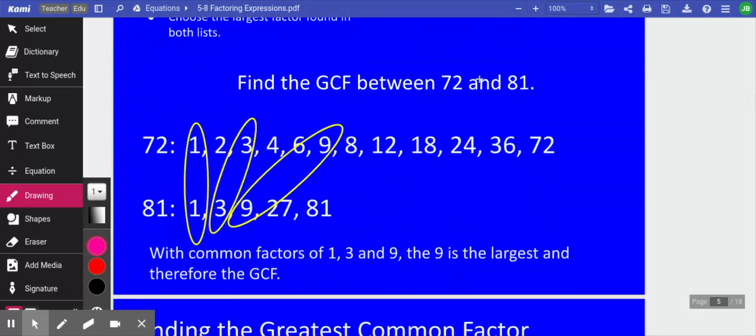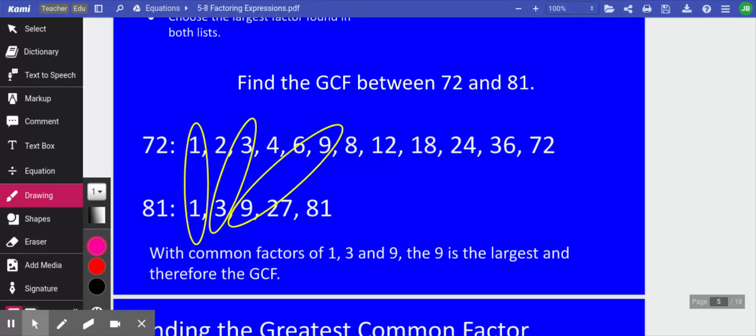So here's an example. I chose 72 and 81. I listed all of the factors of 72. 1, 2, 3, 4, 6, 8, 9, 12, 18, 24, 36, 72. A lot of factors. Then I listed the factors of 81. 1, 3, 9, 27, 81. And I circled the ones that are the same. 1 is found in both, 3 is found in both, and 9 was found in both. As a result, 9 is the largest of the common factors, so therefore it is the GCF, or the greatest common factor.